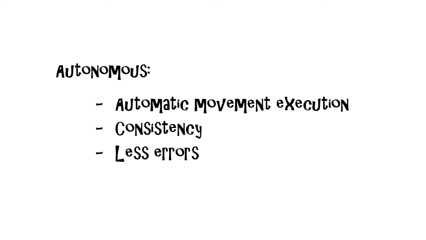The expected learning outcome for the autonomous stage is for the movement execution to become more automatic and for attention to be directed elsewhere, to be able to perform the movement consistently in a variety of different movement situations, and less errors present during performance.